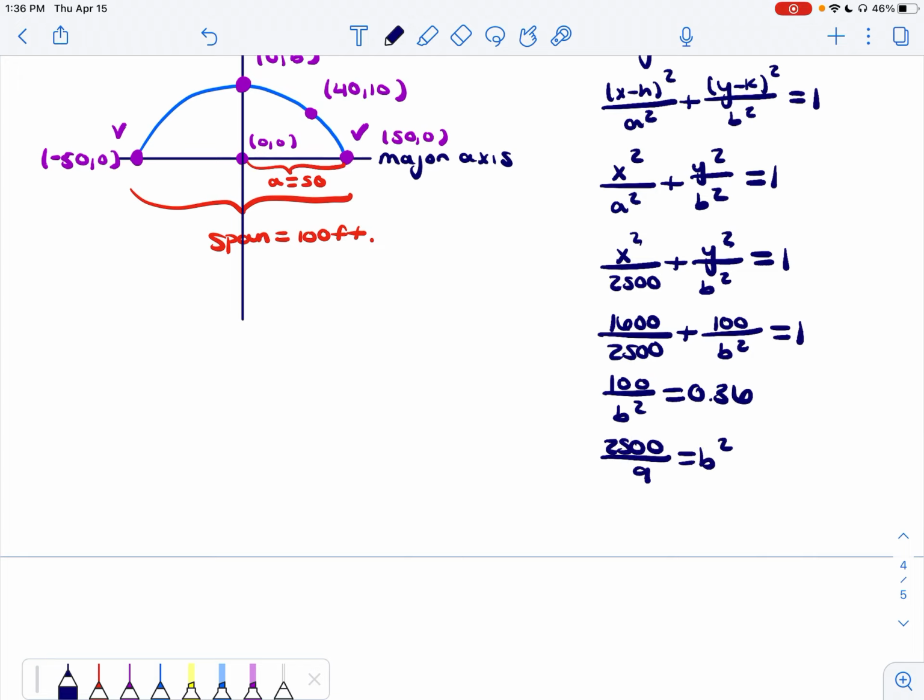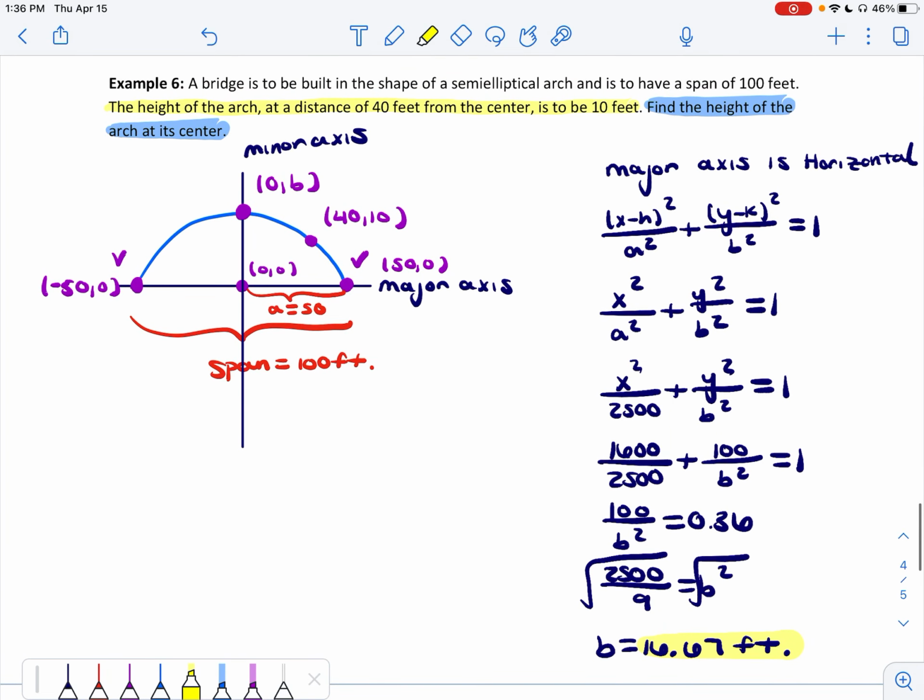That is equal to b squared, and then go ahead and take a square root of both sides, and I'll change it back to a decimal, so 16.67 feet. So that is the height of our bridge at the center.